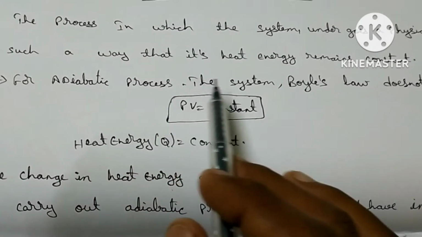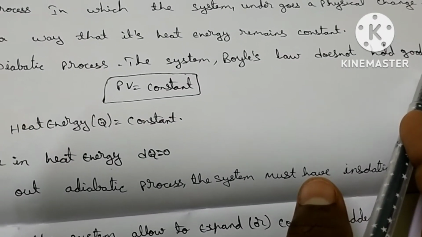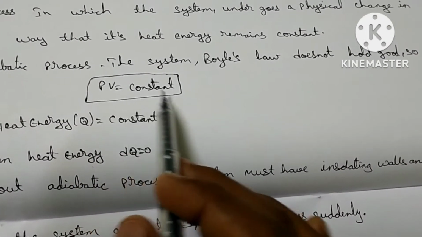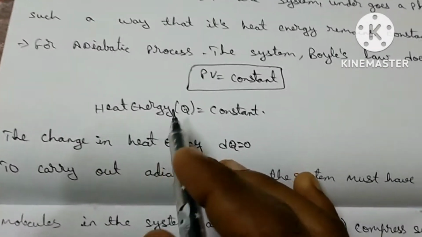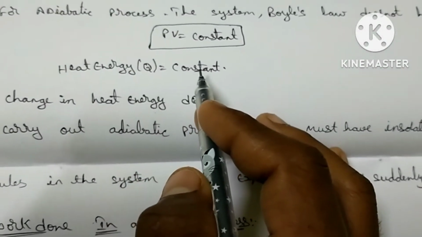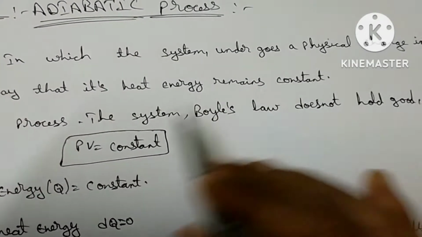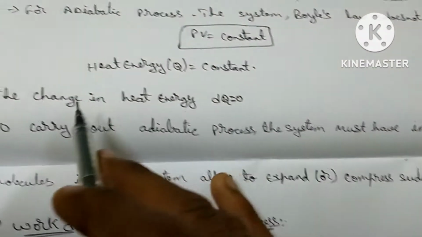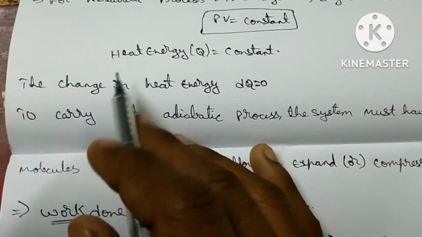For adiabatic process, Boyle's law does not hold. PV equals constant. Heat energy Q is also constant. As said above, heat energy remains constant. Heat energy Q equals constant. The change in heat energy dQ is equal to 0.